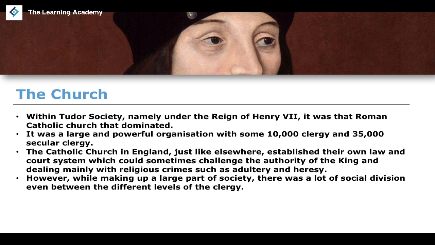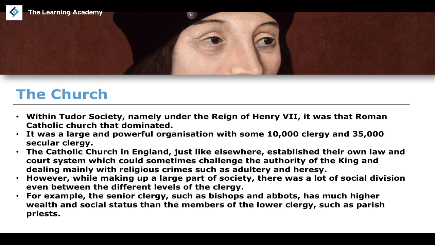There was ultimately a lot of people within the church system that were higher up on the social hierarchy, that really did have quite a lot of social power, but you also had people in the church that were very, very low on the social hierarchy. So, for example, senior clergy such as bishops and abbots had much higher wealth and social status than that of the lower clergy, like the parish priests.